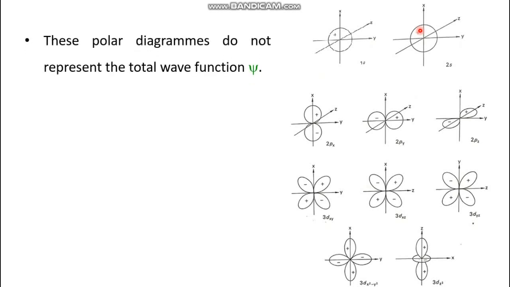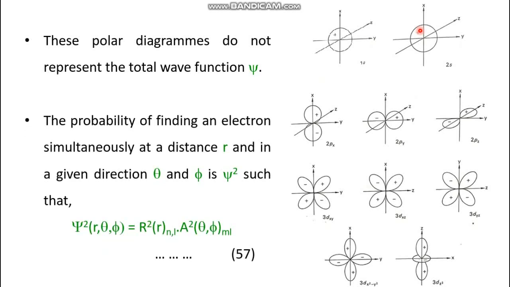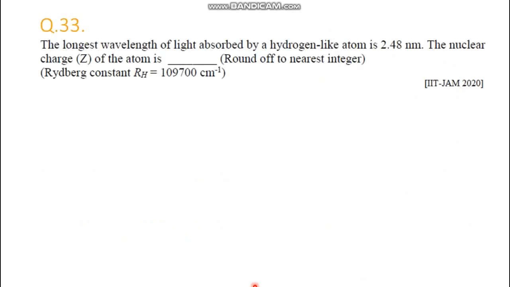And these polar diagrams do not represent at all the total wave function psi. On the other hand, the probability of finding an electron simultaneously at a distance r and in a given direction theta and phi is psi squared, such that psi squared as a function of r, theta and phi is the square of the radial distribution function as well as the square of the total angular function. And this is equation number 57, and that's all about the problem of hydrogen atom or hydrogen-like atom. Now we have to move on to the questions.